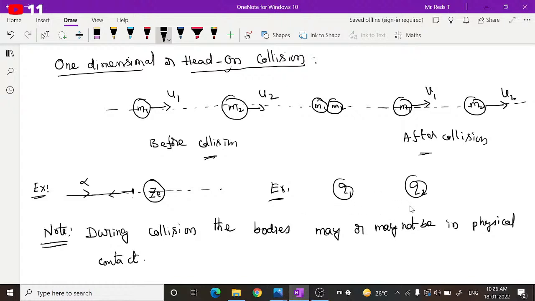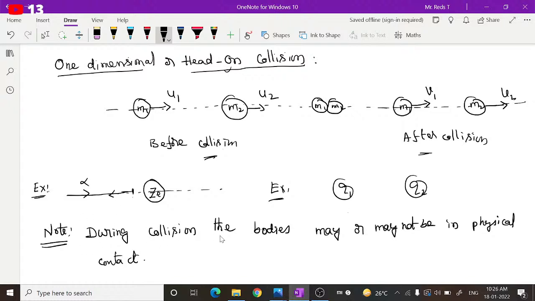If like poles of magnets we bring closer, they will repel each other. This kind of interaction is also called a collision. A collision is nothing but an interaction in which exchange of momentum takes place. So it is a collision.